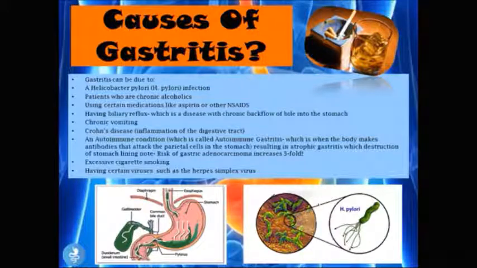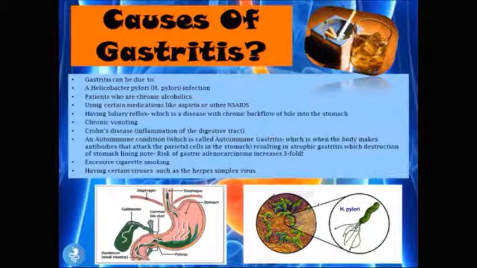Gastritis can be due to a Helicobacter pylori or H. pylori infection, patients who are chronic alcoholics, using certain medications like aspirin or other NSAIDs, having biliary reflux, which is a disease with chronic backflow of bile into the stomach, chronic vomiting, having Crohn's disease, which is inflammation of the digestive tract at various points, having an autoimmune condition called autoimmune gastritis, which is when the body makes antibodies that attack the parietal cells in the stomach.